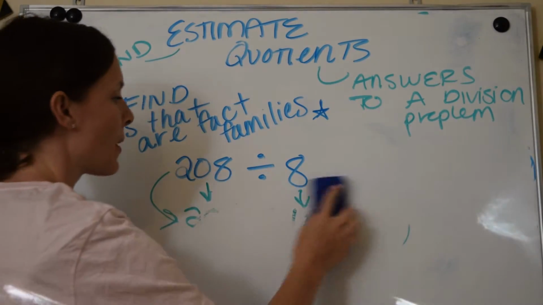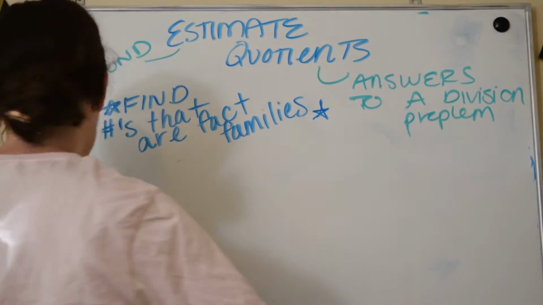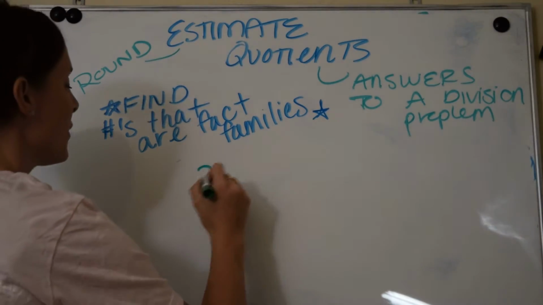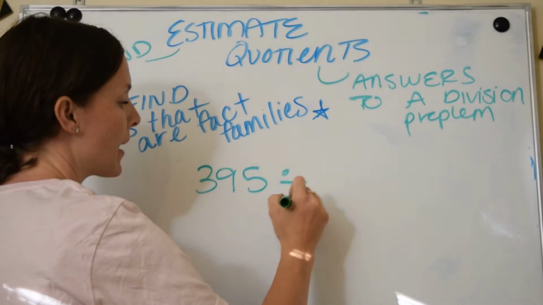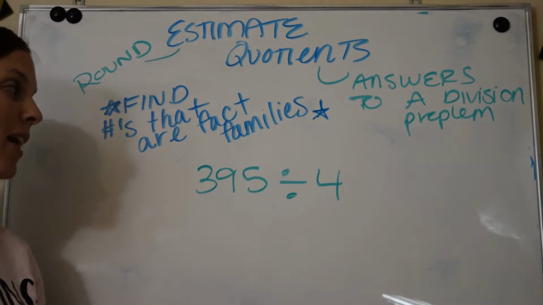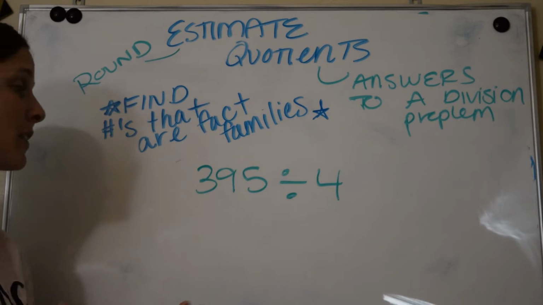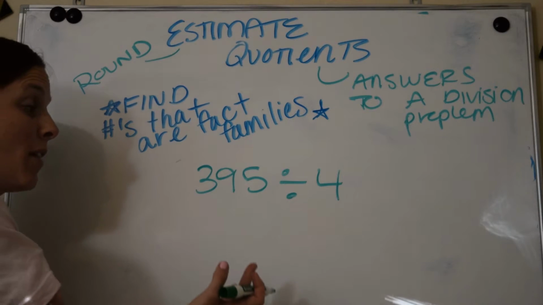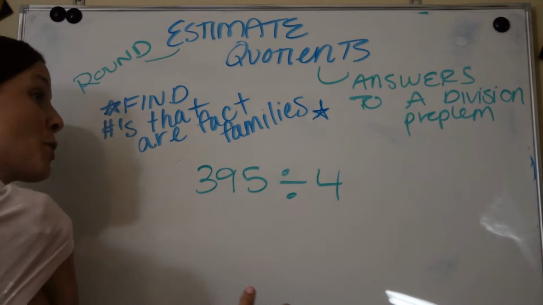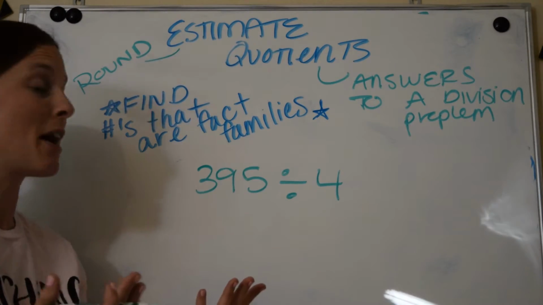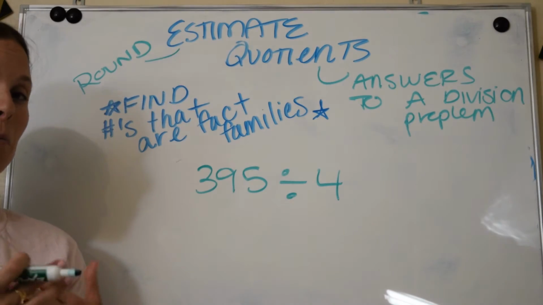Let's go ahead and do another one. What if I had 395 divided by 4? Okay, 395 and 4. That's not a fact family. I don't know this off the top of my head. So what we're going to do is show your teacher, show your paper. You're just going to round, show us how you round, and then solve it using a pattern.